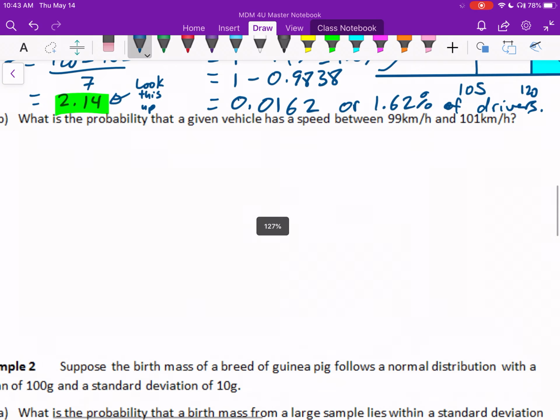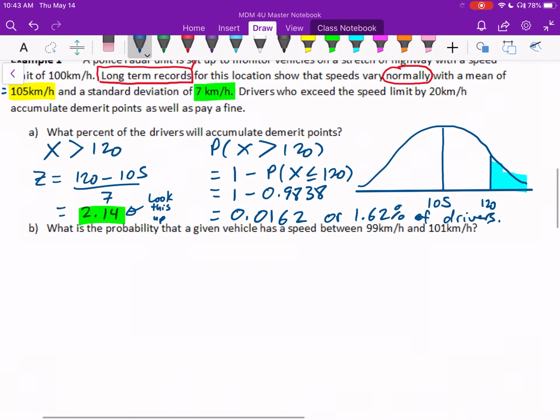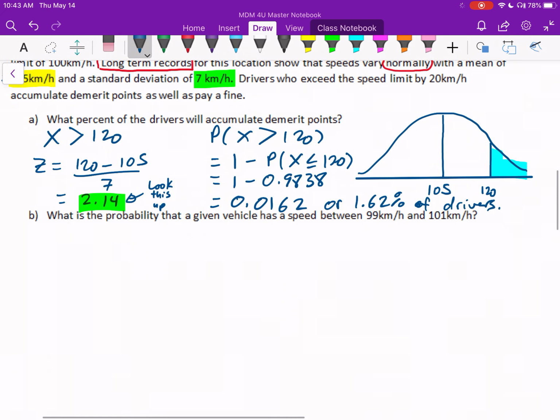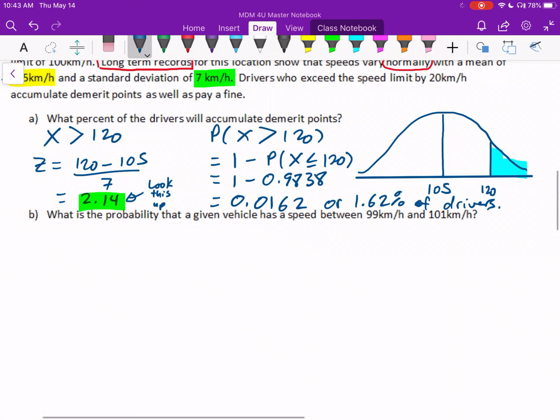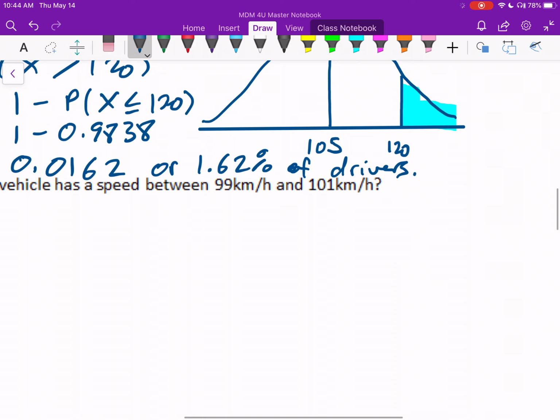What's the probability that a given vehicle has a speed between 99 and 101 kilometers per hour? So again, now we're not looking for percentage of drivers. They're going to accumulate the merit points, or whatever we're using for probability. But again, they're very closely related to each other. Let's start with the sketch again. Sketch, so important.